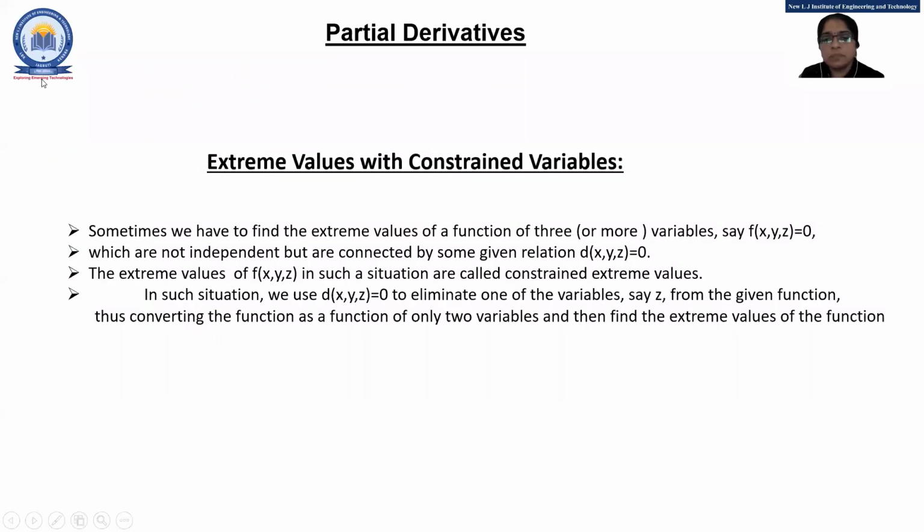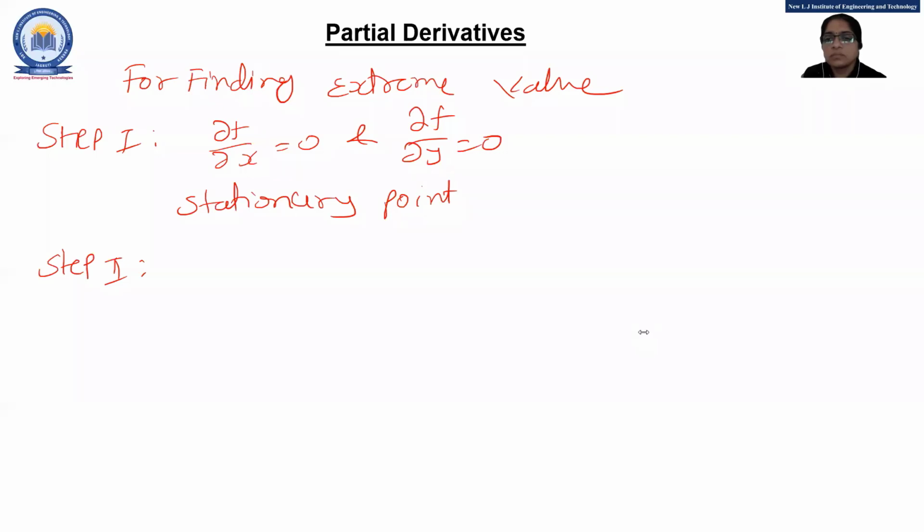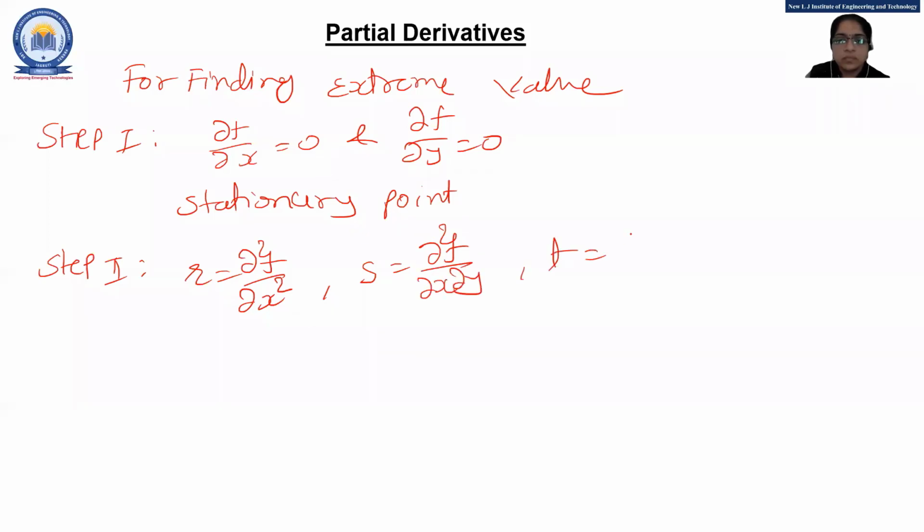Then what about step 2? Mitali, roll number 141, give me the answer of step 2. R is equal to del square f upon del x square. Very good. S is equal to del square f upon del x del y. Very good. And T is equal to del square f upon del y square. Perfect. Thank you, Mitali.